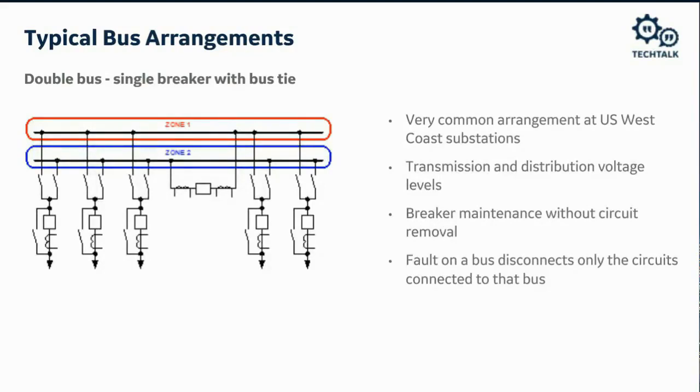A fault on either one of those buses only disconnects the circuits associated with that bus zone. And we can then quickly re-energize those loads by closing the isolator associated with the other zone and opening the isolator on the zone that's faulted.